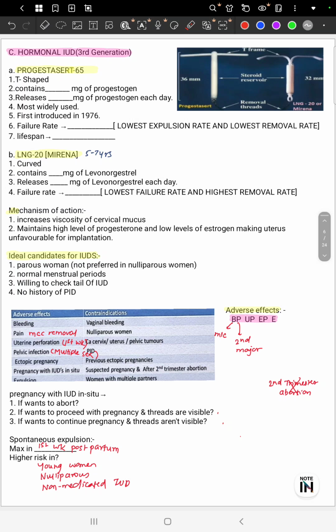What is the mechanism of action? It increases the viscosity of cervical mucus. It maintains a high level of progesterone and low level of estrogen, thereby making it unfavorable for implantation.